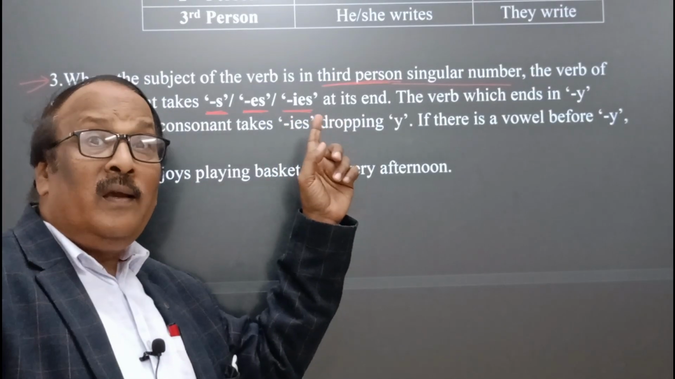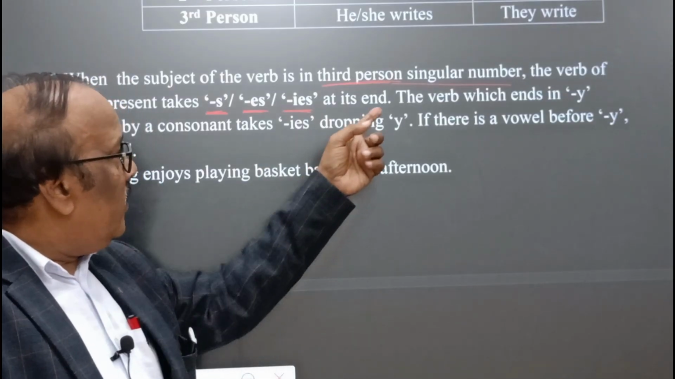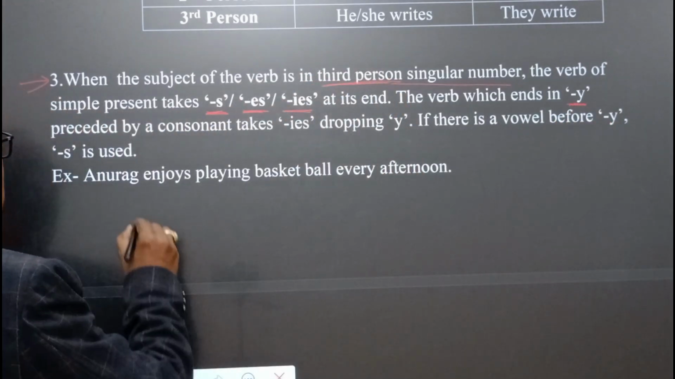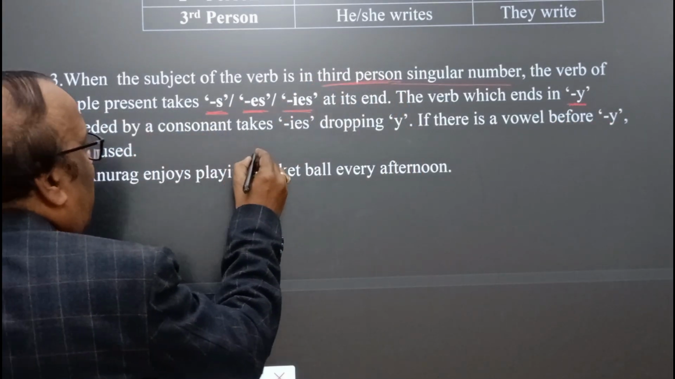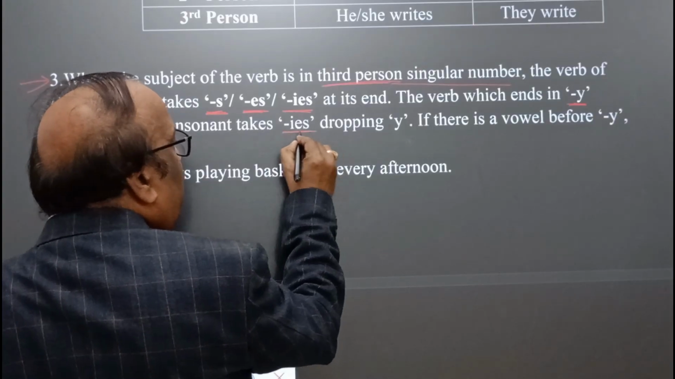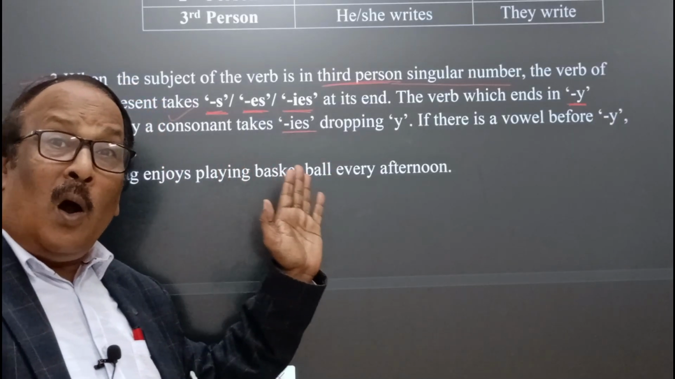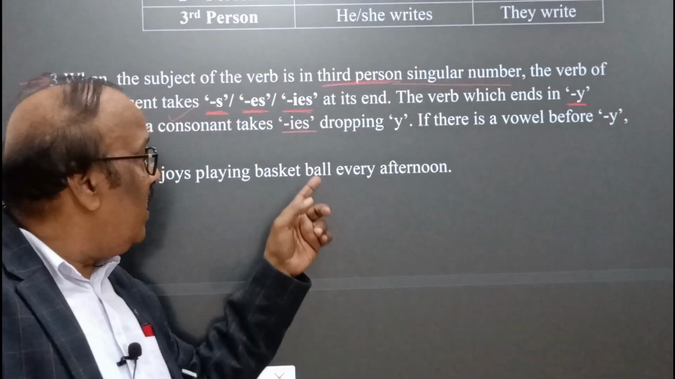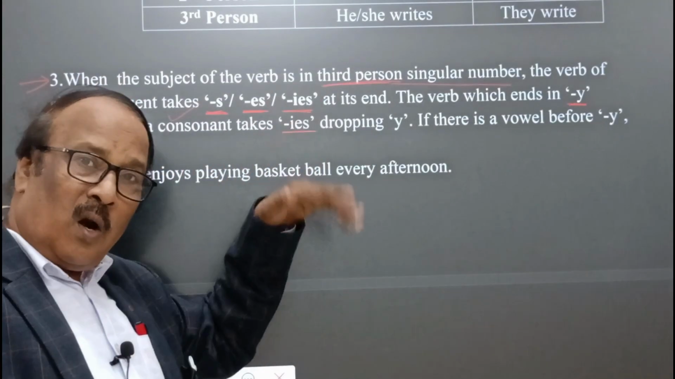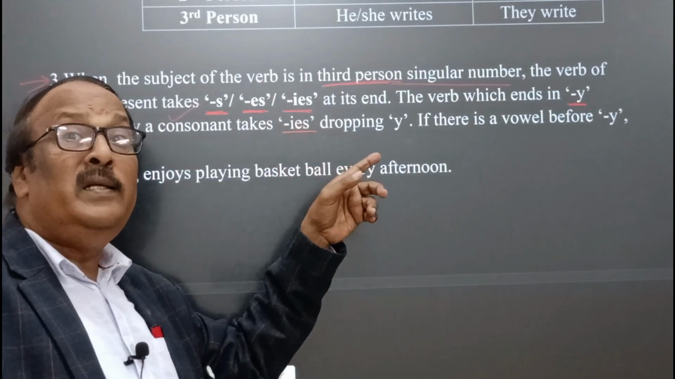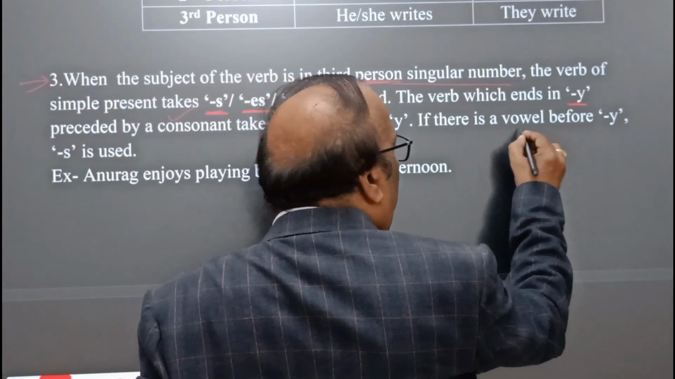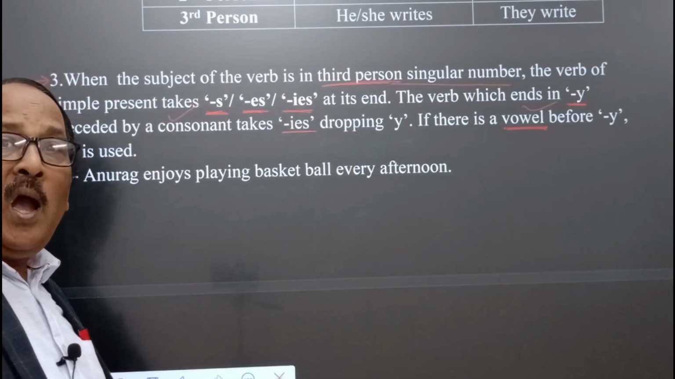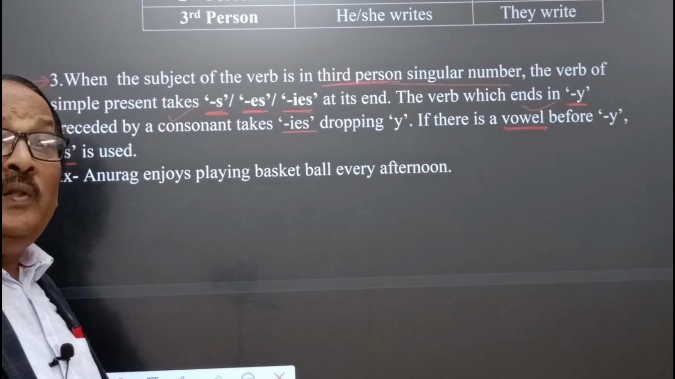Okay, it should be carefully remembered. How? The verb which ends in y, naturally ends in y preceded by a consonant, takes ies. Whenever any verb ends in y but it is preceded by a consonant, in that case y is dropped and ies is used. Again, if there is a vowel before y, then s is used as a suffix. Okay, this is the idea.